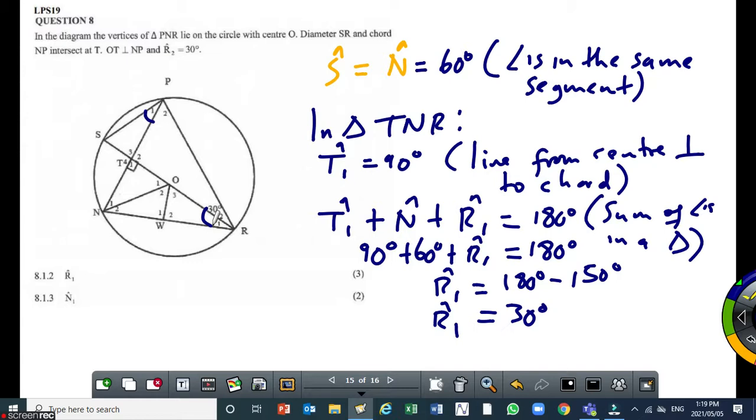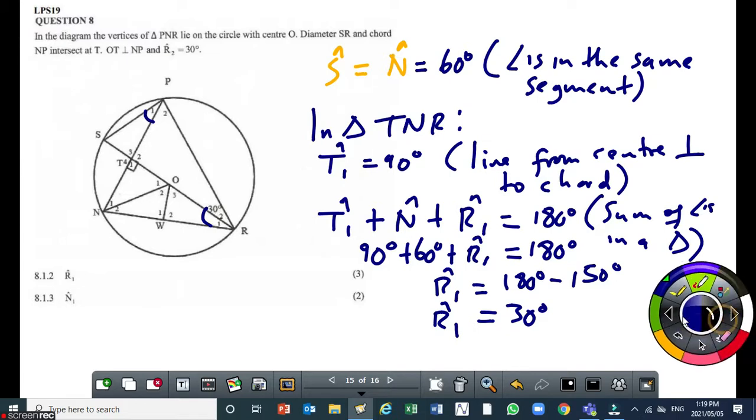Angle N is equal to 60 degrees. It's a good question, at least you are asking. Remember we found angle S is 60 degrees. Angle N and angle S are both subtended by the same chord PR. Therefore, they are angles in the same segment, hence they are equal.